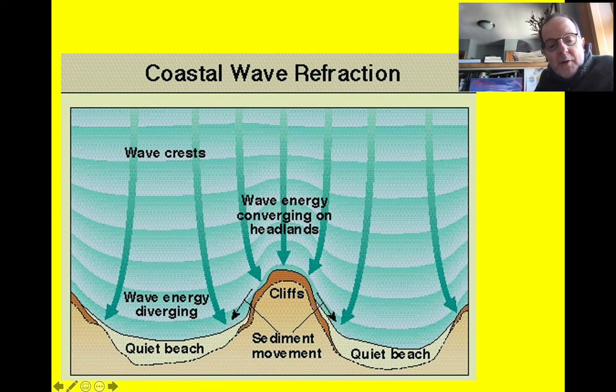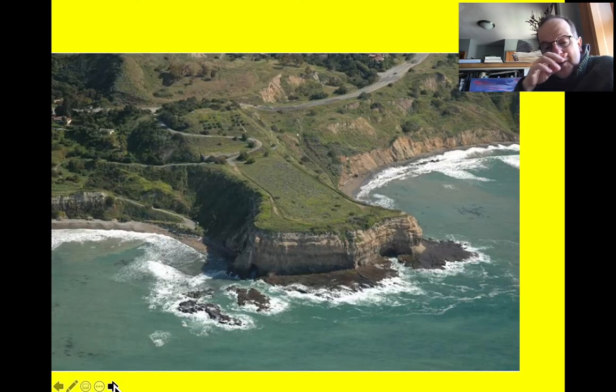So here the wave energy is less, here the wave energy is very high. And you can see this kind of a landscape in many places where you get this headland jutting out into the sea and then a beach alongside it.